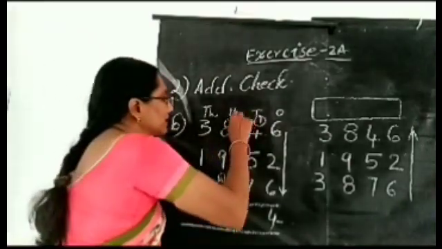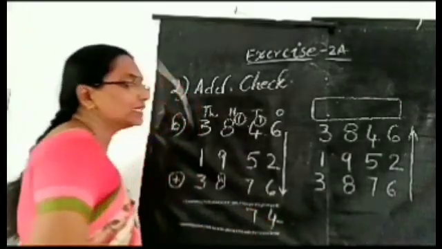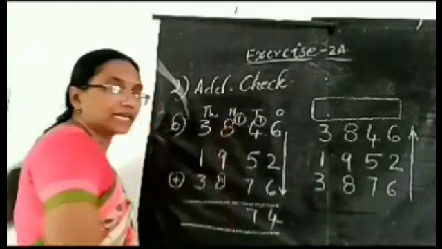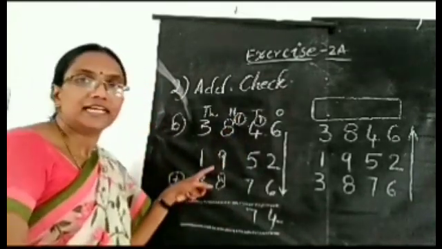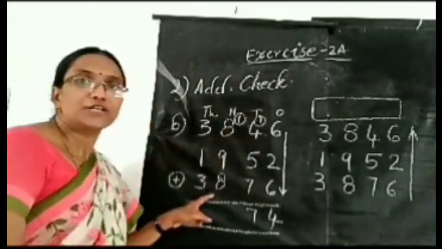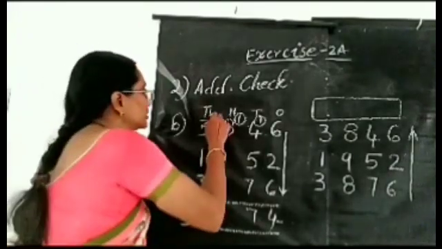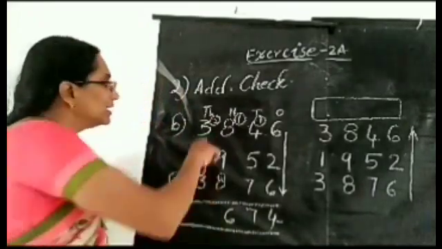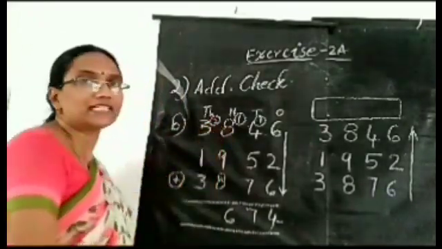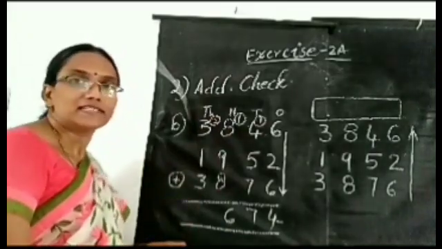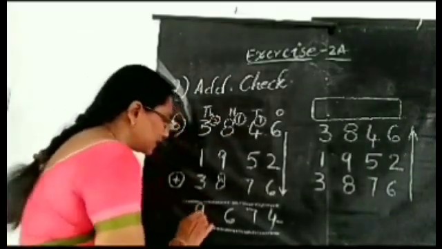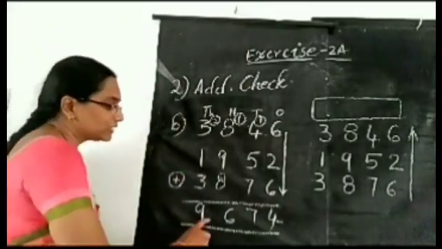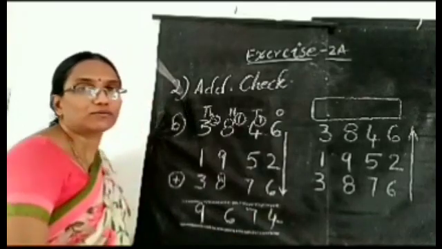17 how will we write? 1 in hundreds place, 7 in tens place. Here in the hundreds place, 1 plus 8 is 9. 9 plus 9 is 18. 18 plus 8 is 26. Write 2 in the thousands place, 6 in the hundreds place. Okay. Now see here thousands place. 2 plus 3 is 5. 5 plus 1 is 6. 6 plus 3 is 9. 9 write in the thousands place. What is the sum children here? It is 9674. Okay.